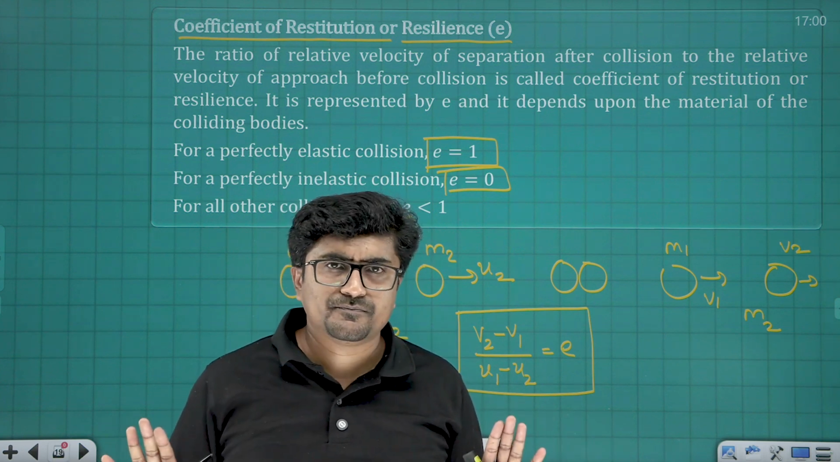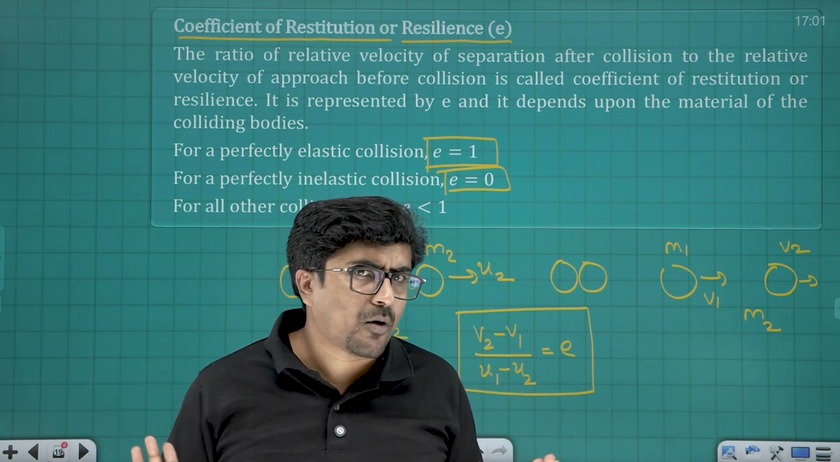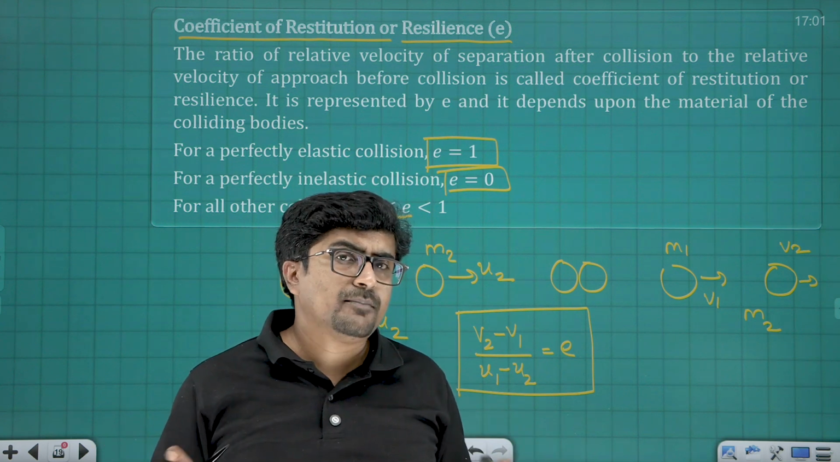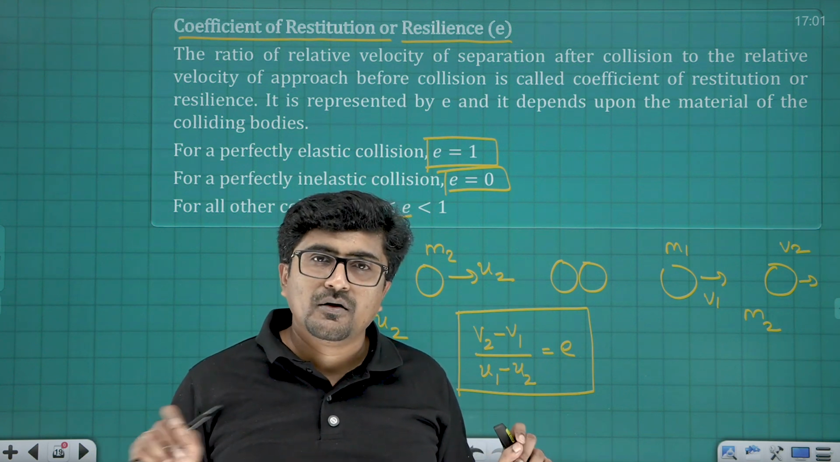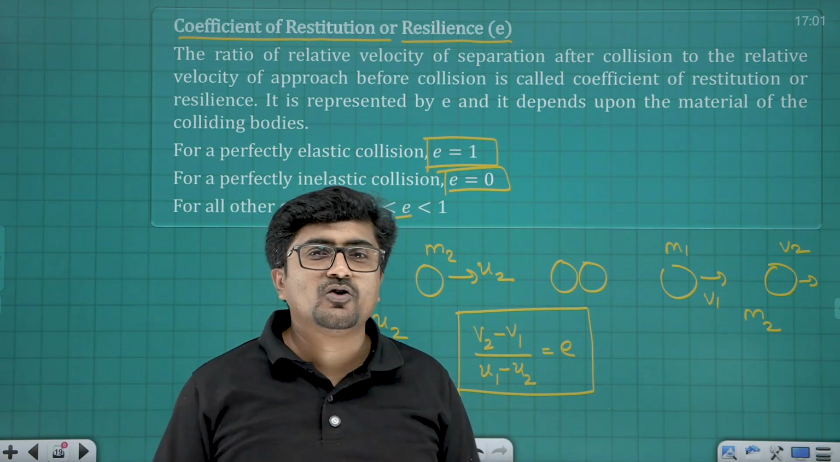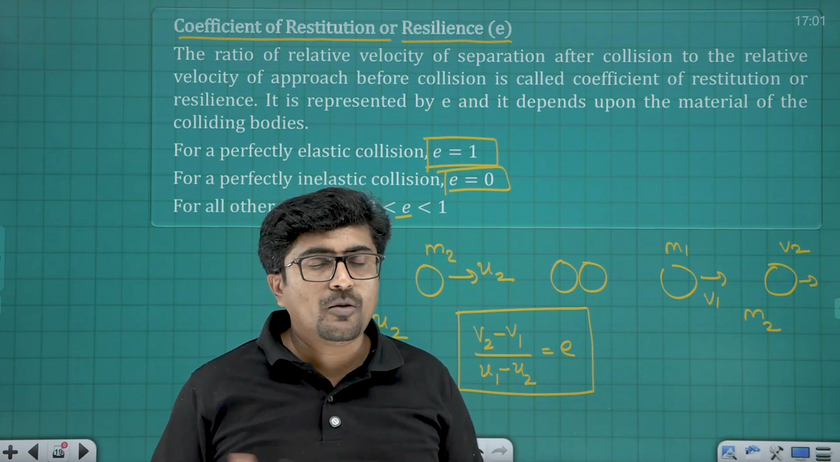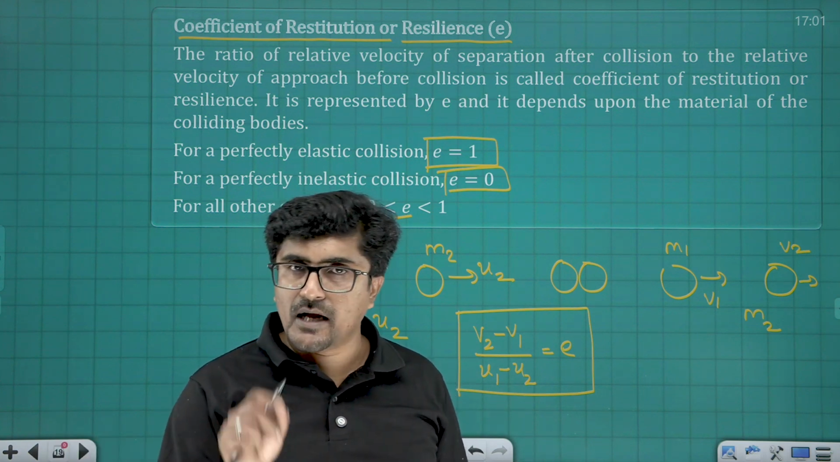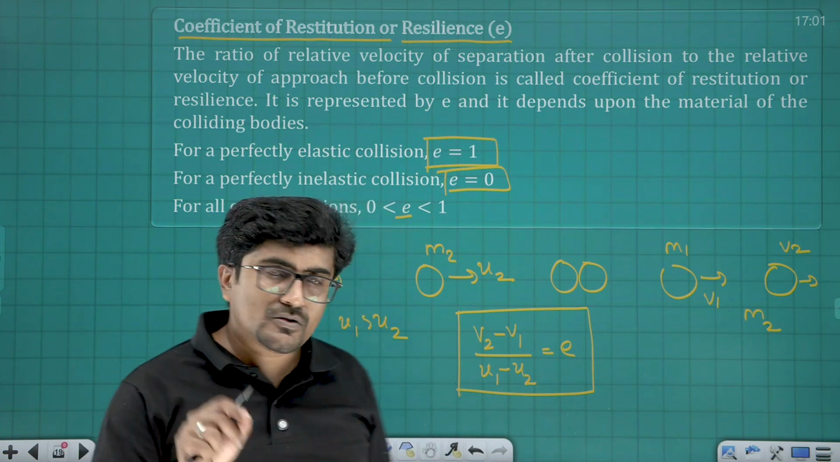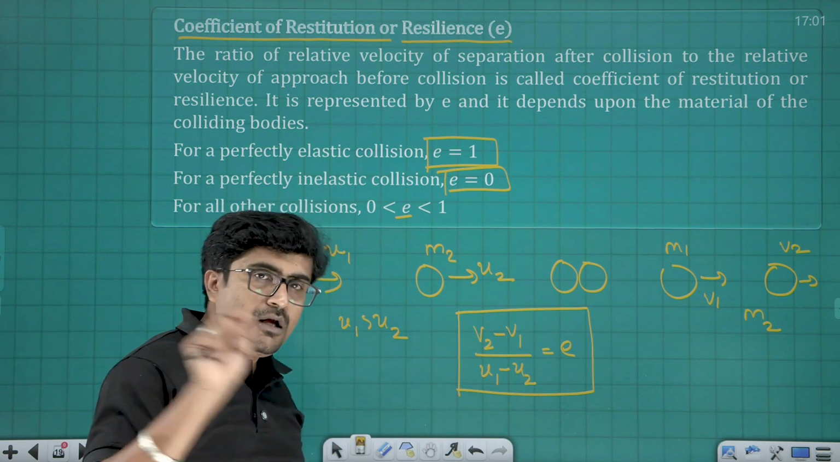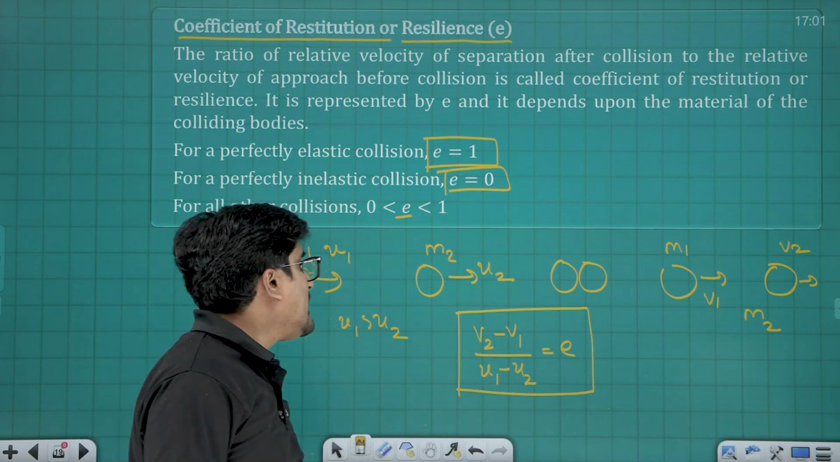Direction can be different, that is not a problem, but they need to be in a same line. That means one dimensional. u1, u2, v1, v2 need to be along a common direction. They all must have a common direction. It can be plus or minus, that doesn't matter. So all this should lie in a straight line or a common line. So that is the condition.